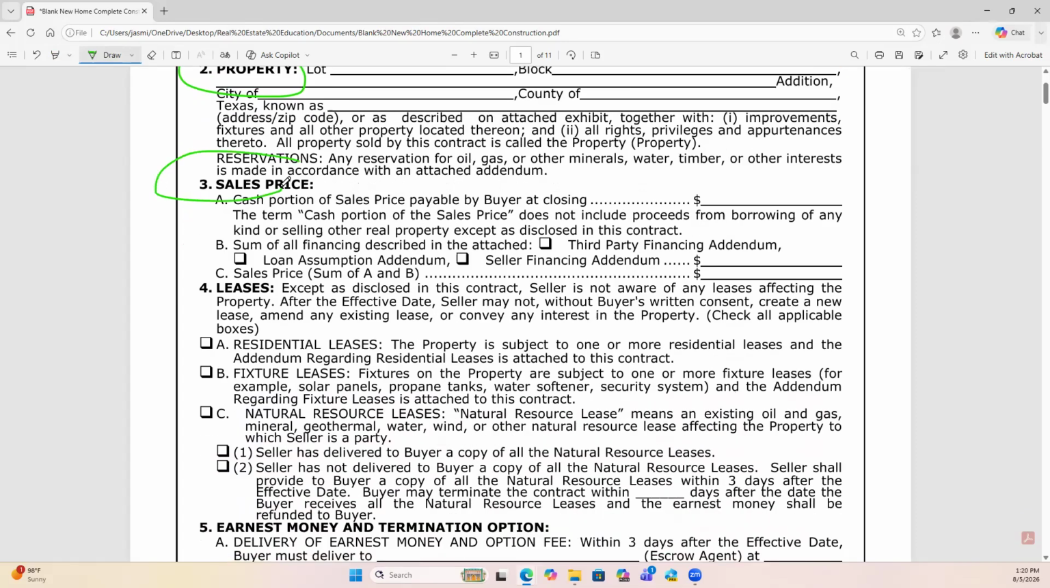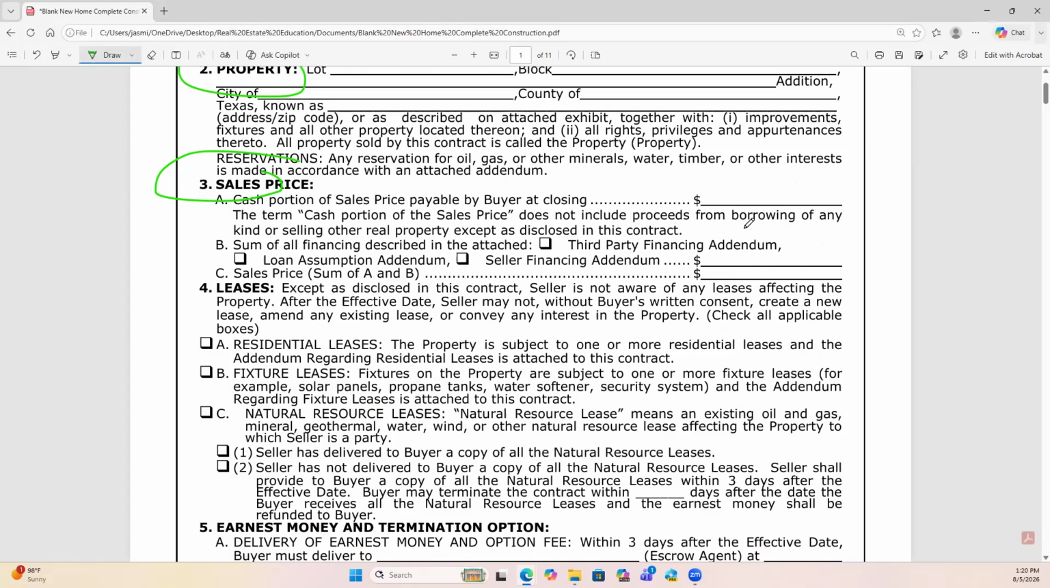The sales price has not changed. A plus B equals C. The down payment amount plus the loan amount equals the price that you are offering. So if you are offering 100,000, the down payment is 3.5%, so $3,500. The loan amount would be the other 96,500, and then your sales price would be the $100,000 of what you're offering.